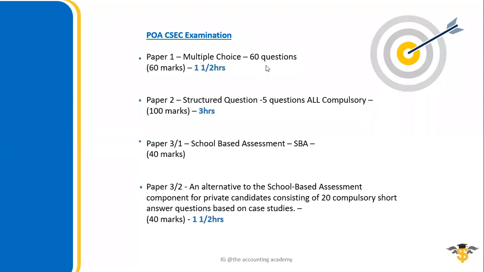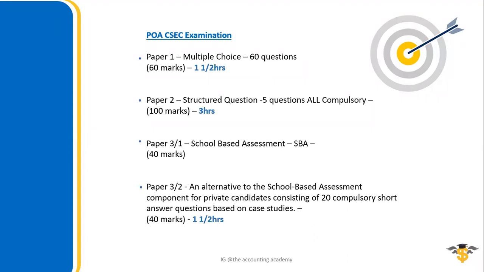Yeah, if you don't know what the target is, you can't see the target, it's highly unlikely that you're going to hit the target. So you guys going to write POA, you need to know what the target is. The target is you have 14 topics to cover. You have 3 exams to do basically. Paper 1 is 60 questions, 60 marks. Paper 2 is 5 compulsory questions, 100 marks and 3 hours.